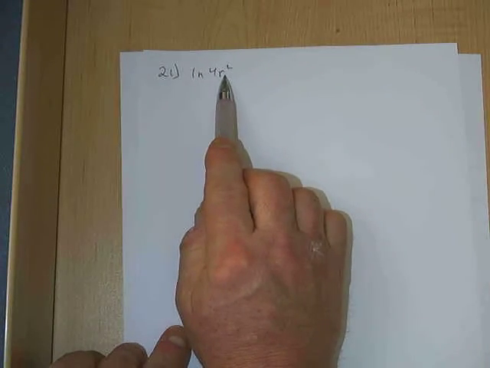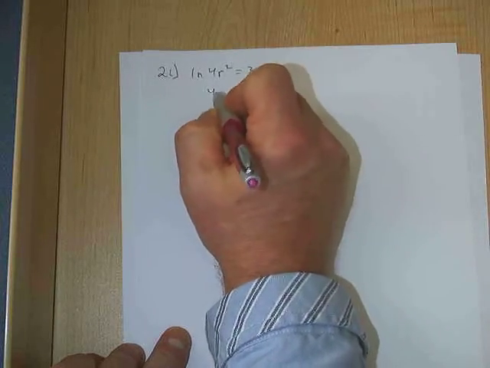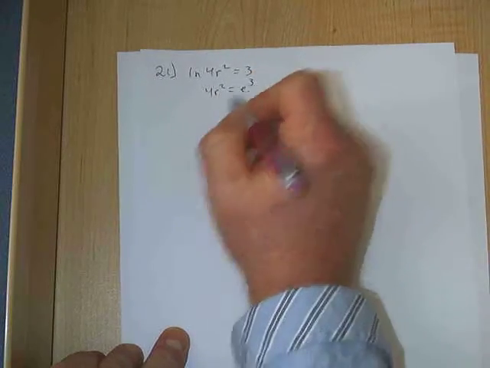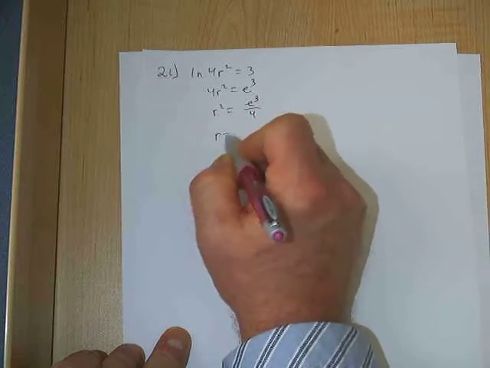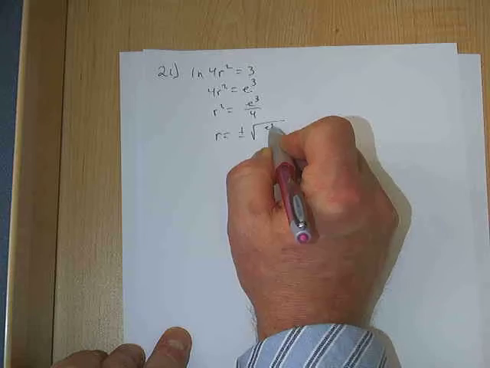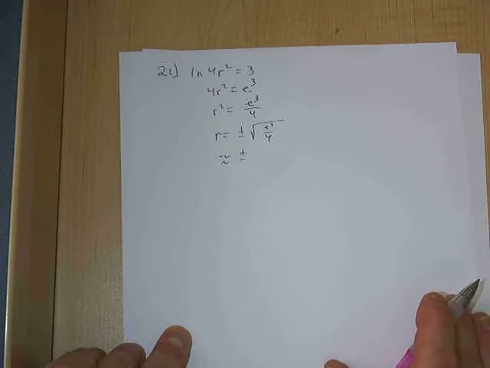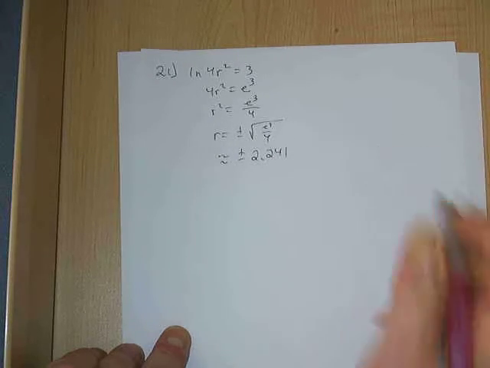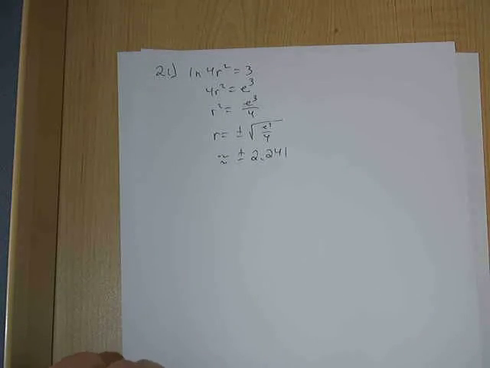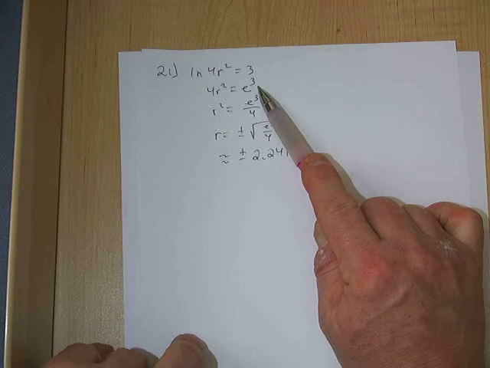21. Natural log of 4r squared. Here we go. We can handle a negative or a positive number here. And that's going to equal 3. So then we get 4r squared equals e cubed. R squared equals e cubed over 4. R equals plus or minus the square root of e cubed over 4, which approximately equals plus or minus 2.241.